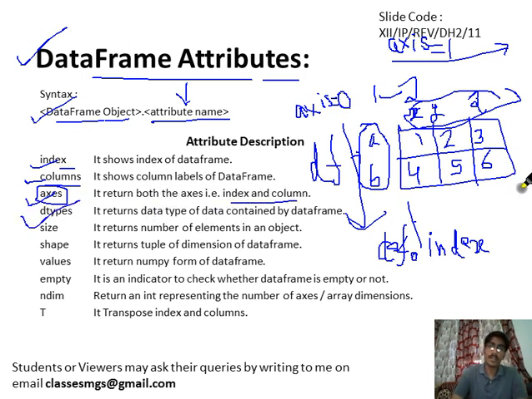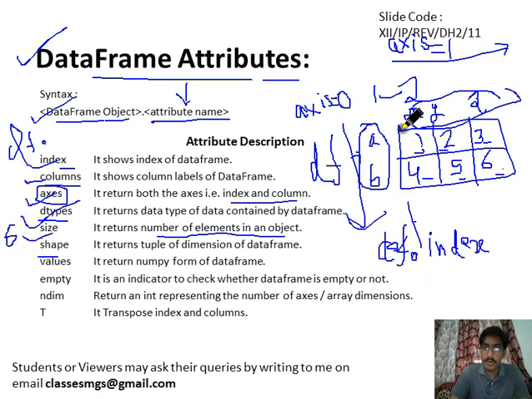dtype. What is the dtype? If you write df dot dtypes, it will print the data types of the values contained in the DataFrame. What type of values are contained in the DataFrame? Integer type values. So it will print np.int. Size. What is the number of elements in the object? The number of elements in the DataFrame is how many? 1 2 3 4 5 6. 6 numbers are there. So 6 is the size of the DataFrame.